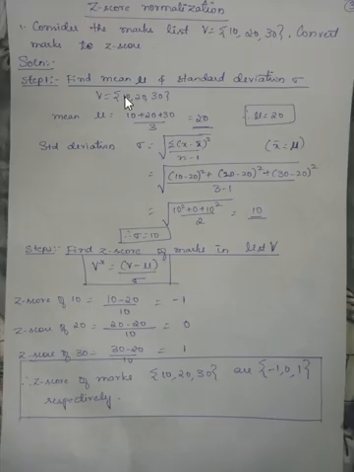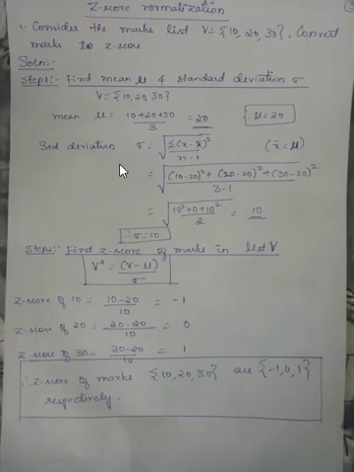So here step 1 is you first find the mean value and the standard deviation for the set V. So this is V. What is the mean value? Mean is represented by the symbol mu. So 10 plus 20 plus 30 divided by 3, which is 20. So I'm getting the mean value mu equal to 20.